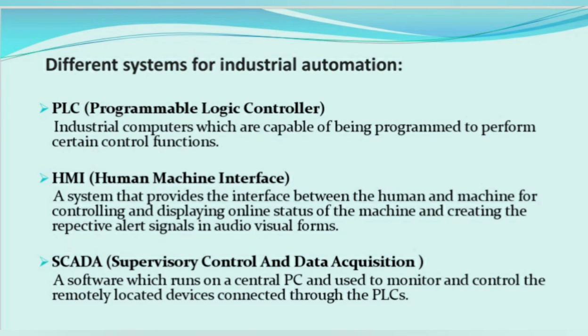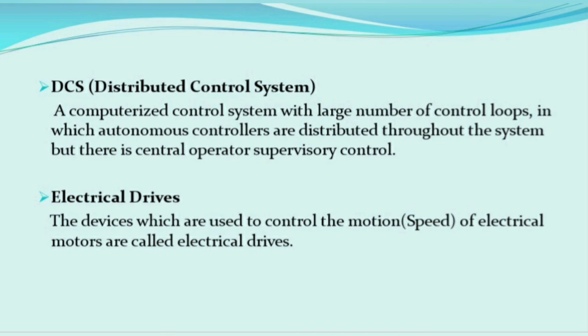SCADA is a supervisory control and data acquisition system. It is a software which runs on a central PC and is used to monitor and control the remotely located devices which are connected through the PLCs. Distributed control system is a computerized control system in which autonomous controllers are distributed throughout the system. Electrical drives are the devices used to control the motion of electrical motors.